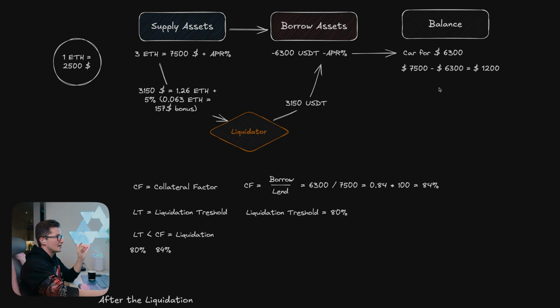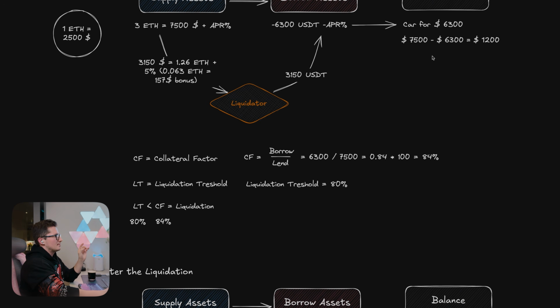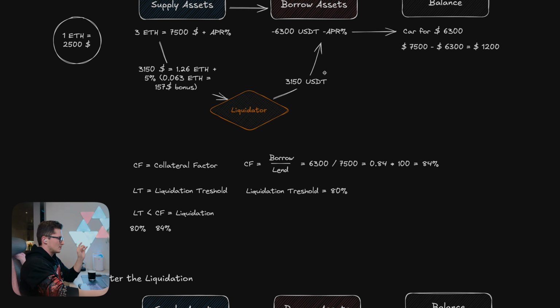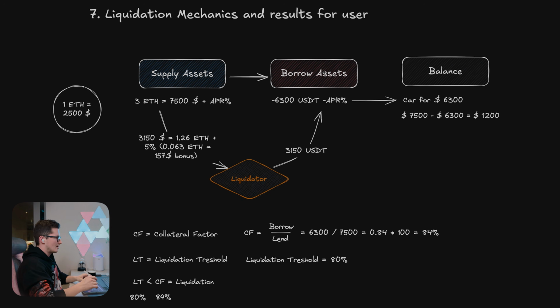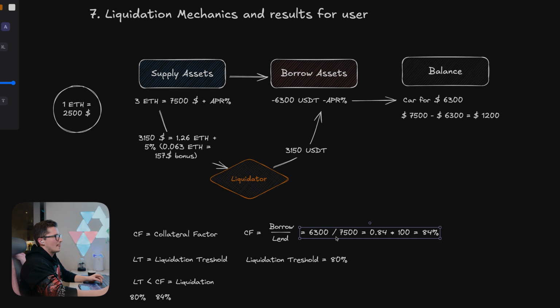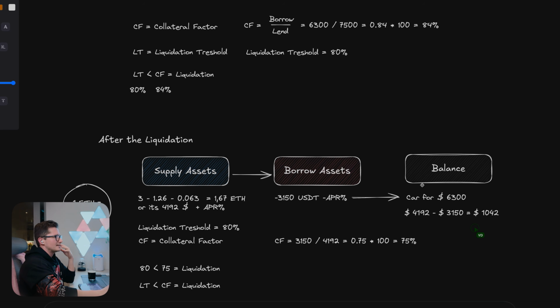Let's compare to here, because the situation here means that you are eligible to be liquidated because of the collateral factor of 84%. This amount, 1,200, is not the actual amount of your balance here, because you are eligible to be liquidated and you're going to be liquidated by the liquidator. It means that this amount is going to be the real one here.